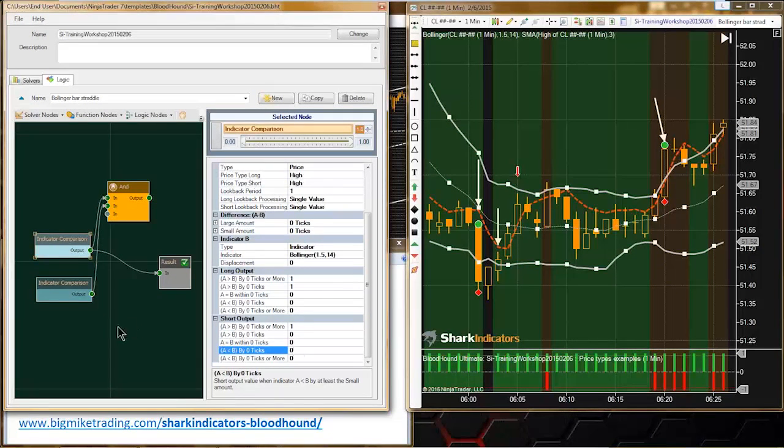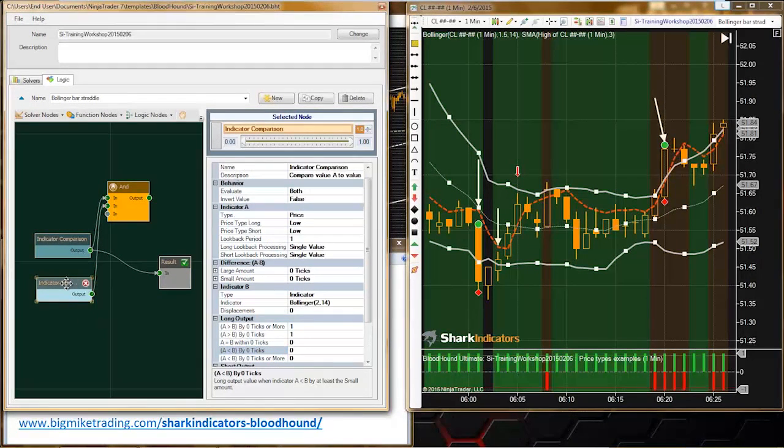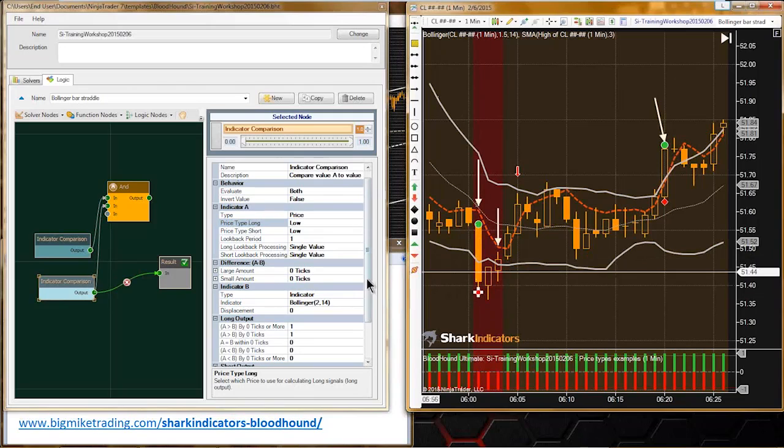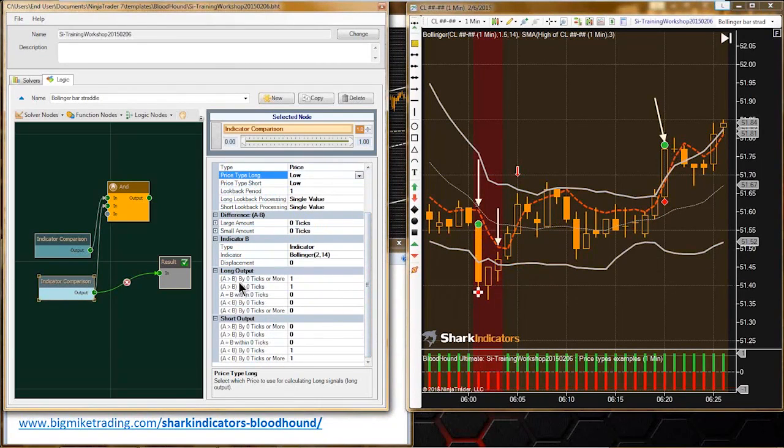There we go. That looks good. Alright, so now let's set up this other solver here. This one's already set up to look at the low prices. So for our long output, we want our low price to be below the band. So low is going to be A, and A is going to be less than B. So the low is going to be less than indicator B, which is our Bollinger Band. Let's set this to 1, and we're going to set those to 0 and set that to 0.